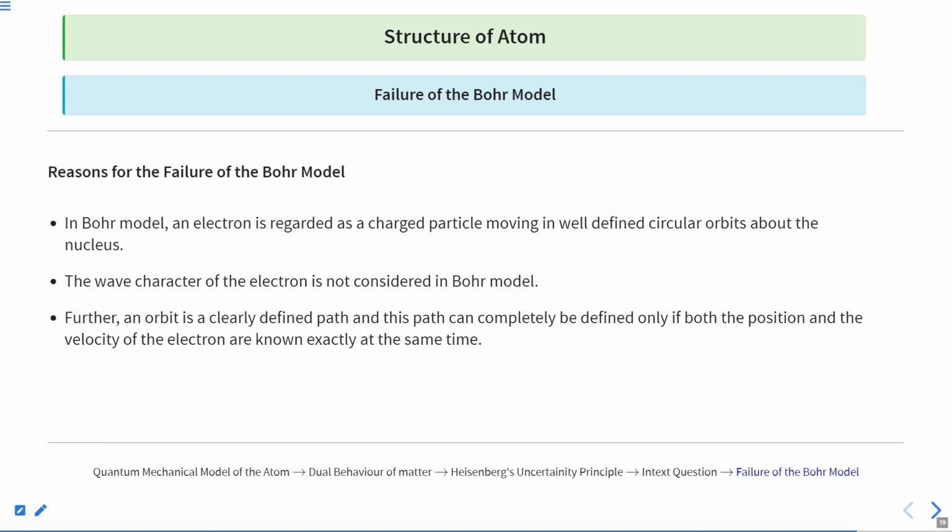So here are some reasons again given for the failure of Bohr's model. First, an electron is regarded as a charged particle moving in a well-defined circular orbit. So it is not well defined, it will change. The wave nature of the electron is not considered in the Bohr model. And further, an orbit is a well-defined path, and this path cannot be completely defined unless both position and velocity of the electron are known. Clear?